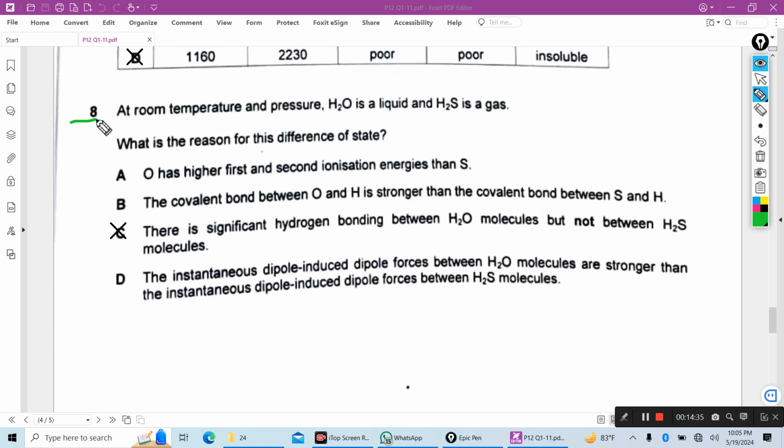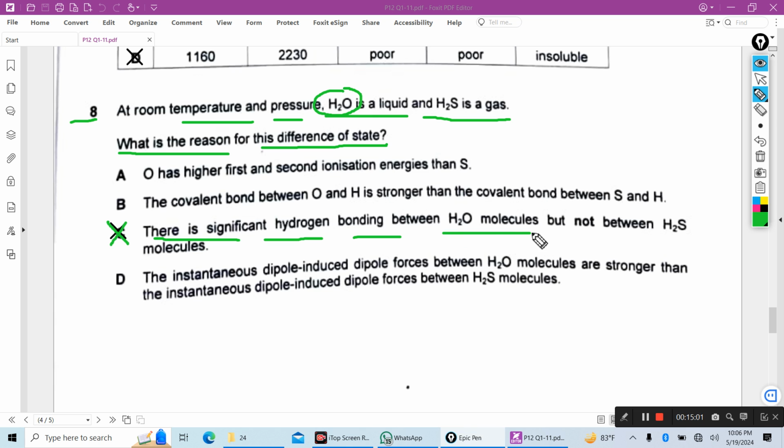Number 8. At room temperature and pressure, water is a liquid and hydrogen sulfide is a gas. What is the reason for this difference of state? You see, C is the correct answer, because water forms hydrogen bonds because oxygen is more electronegative than hydrogen. So this answer will be there is significant hydrogen bonding between water molecules, but not between hydrogen sulfide molecules.